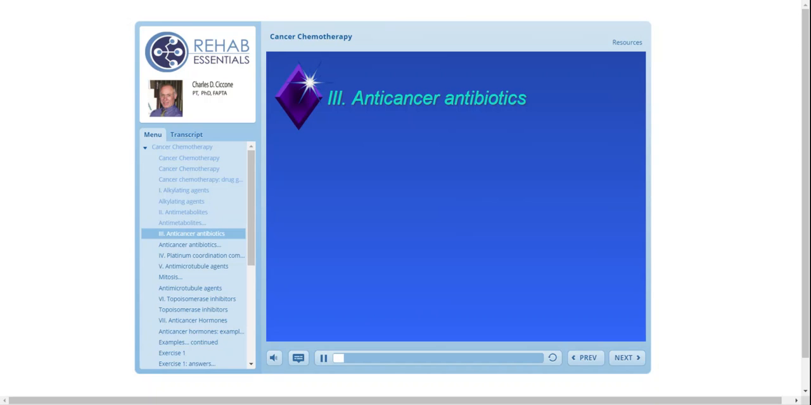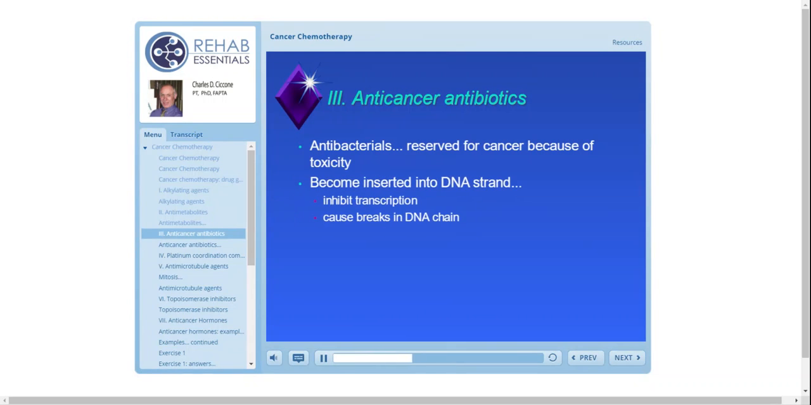Now, the anti-cancer antibiotics follow a similar strategy to the alkylating agents. They are antibacterials. We reserve them for cancer because they're much too toxic to use to treat bacterial infections, and we have less toxic drugs to treat those types of infections. So we reserve these drugs for the treatment of cancer.